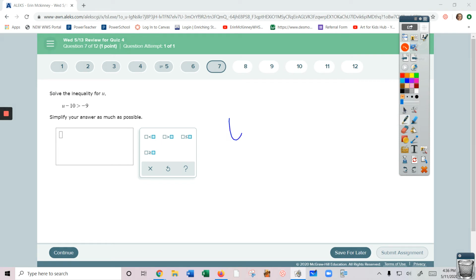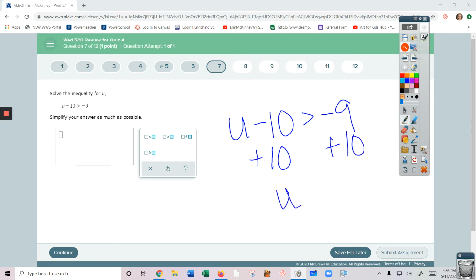Okay, we have u minus 10 is greater than negative 9. Solving inequalities, we do exactly the same as solving equations. Undoing addition or subtraction does not affect which direction our inequality sign goes. And so we leave our inequality the same direction and we just get u is greater than 1.